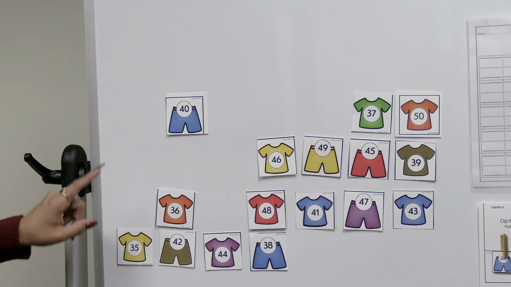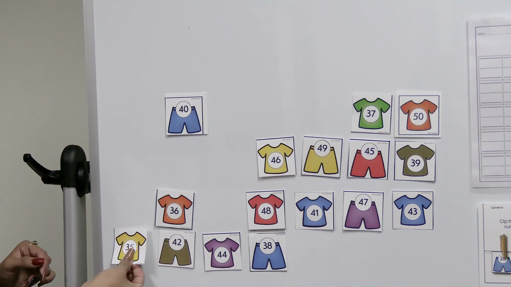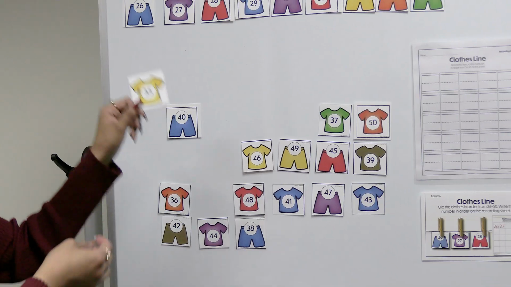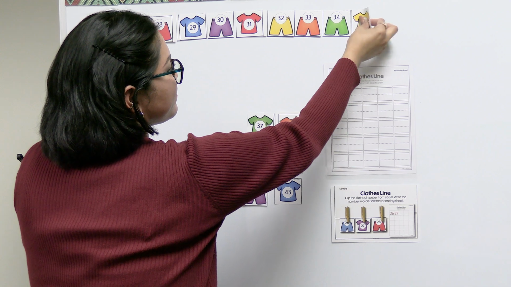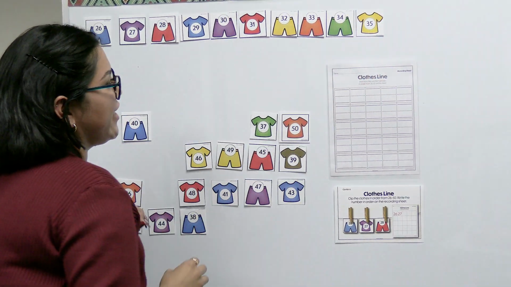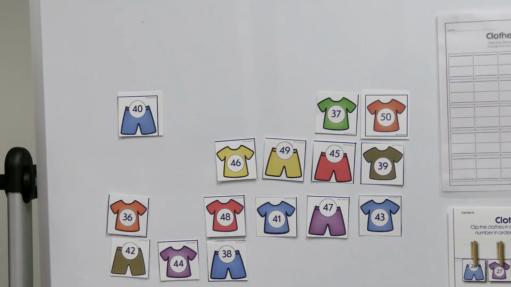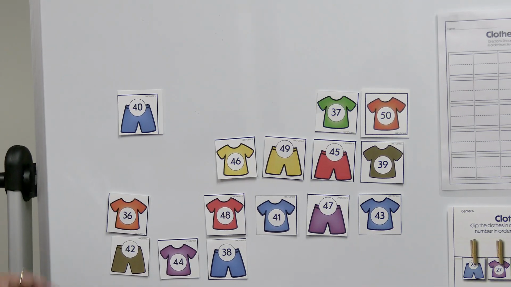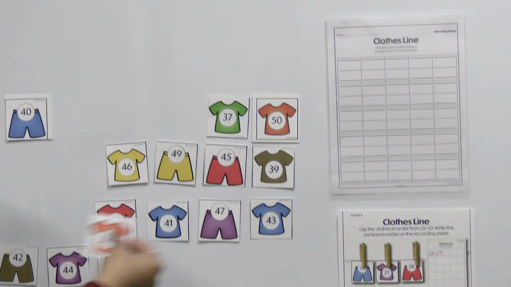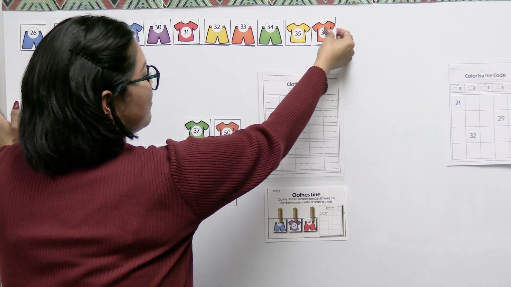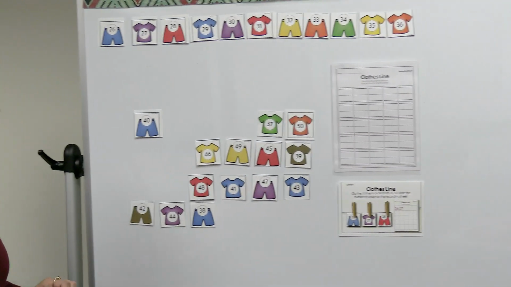What comes after 34? 35. So let's see. Where's number 35? See number 35 on a yellow shirt. So let's place number 35 next to 34. Okay. 35. Now let's look for 36. Number 36. See it on an orange shirt. Number 36, and we'll place it by 35. Okay, so we have 36.